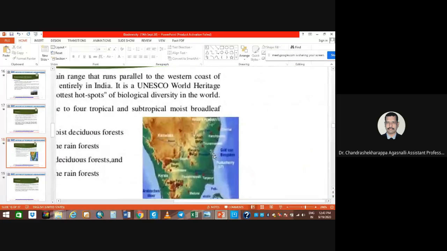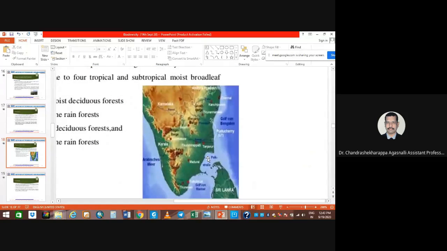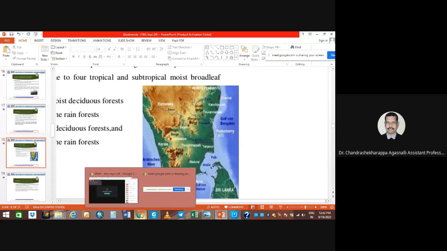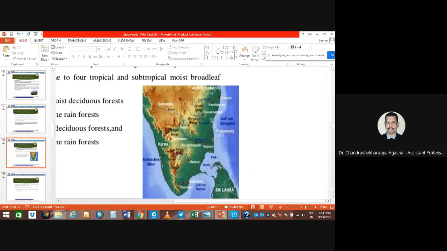Can you see the slide now? Anybody can confirm the slides are visible? Okay, okay. You can see this.